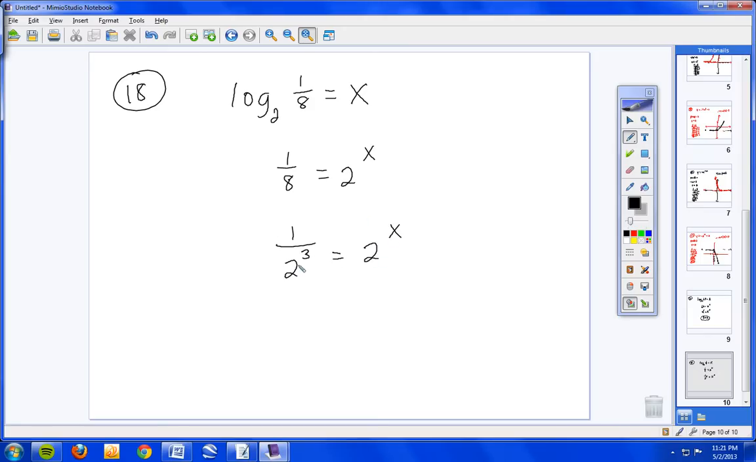So where the 8 is, I put 2 times 2 times 2. And then bring this 2 up top. And when you bring this 2 up top, the 3 changes to a negative, so now I have 2 to the negative third power equals 2 to the x. Okay, your bases match. Just go ahead and cross them off and set the exponents equal. Negative 3 equals x. Negative 3 equals x.